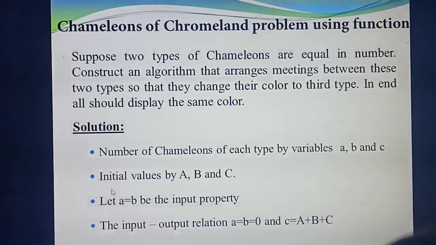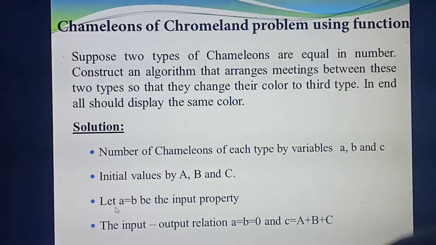Then the initial values. Initially, what's the count or what's the number? The initial values are given by the variables capital A, capital B and capital C. Understood? Okay. Next point: let A equal to B be the input property. What does the input mean? The question itself said that two types of Chameleons are equal in number. The first two types are A and B, and they are equal in number, so A equal to B. Understood? That is what they take as the input property.